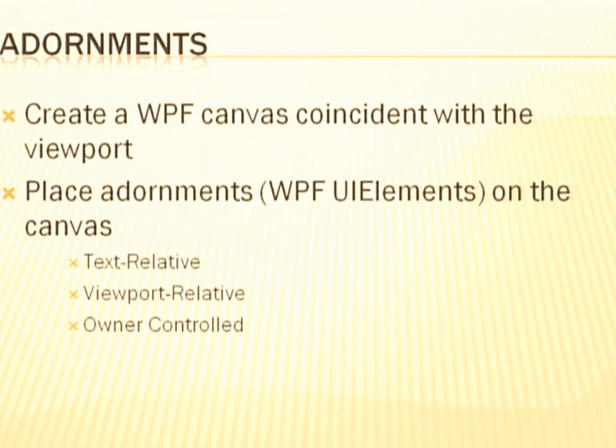And then once that's done, you can associate UI elements with the editor by putting them as children of that canvas. The editor supports three fashions of doing that, three methods of positioning these things. The first one is text relative. So you take your adornment, you associate it with some span of text. When that span becomes visible, you draw your adornment on your canvas.